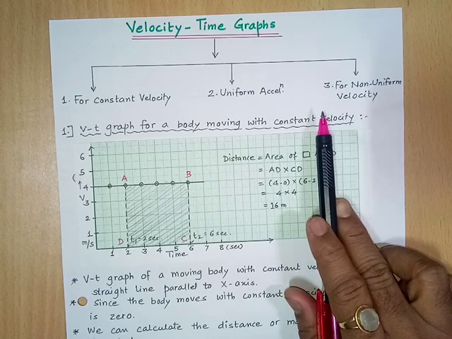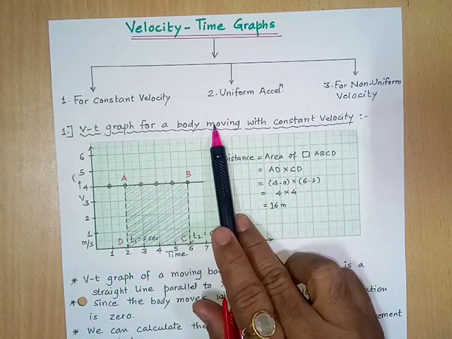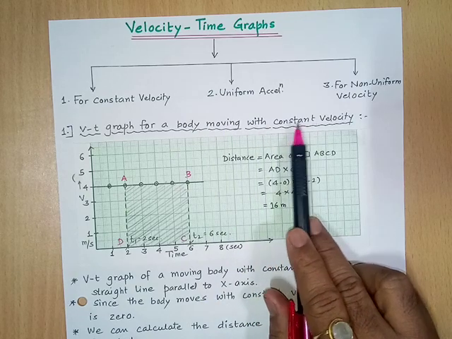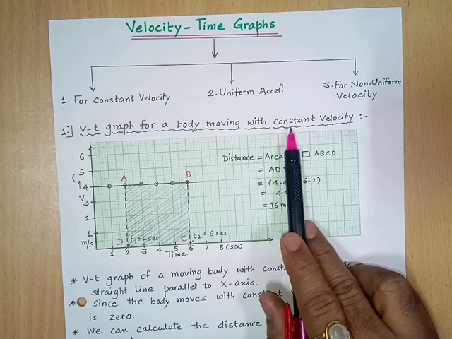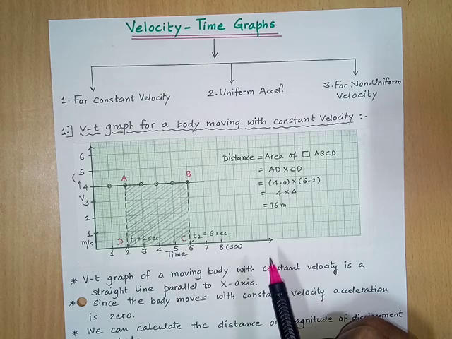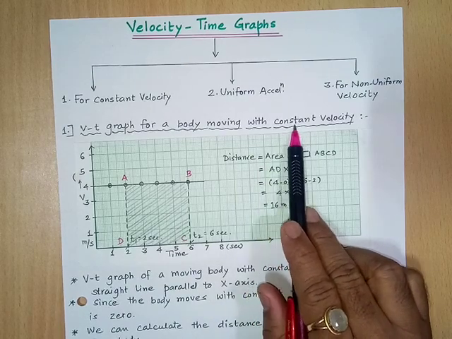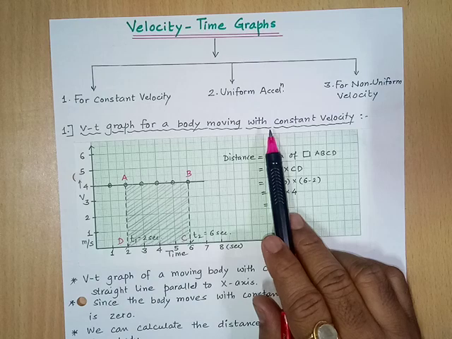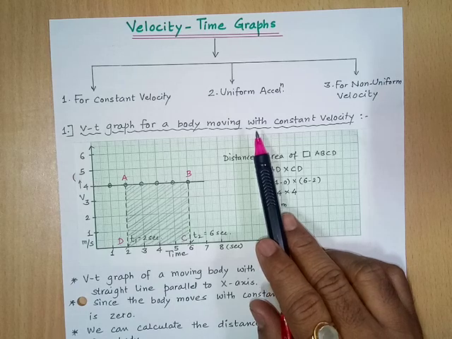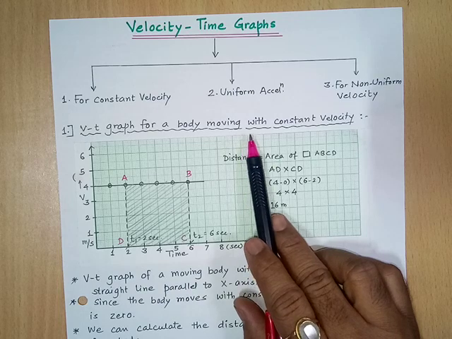Let us first understand the velocity time graph for a moving body, but this time the object is moving with constant velocity. Whenever an object is moving with constant velocity, since its velocity is constant, that object does not possess acceleration. This is the meaning of the words constant velocity. Whenever the velocity of the object is constant, that means there is no acceleration.